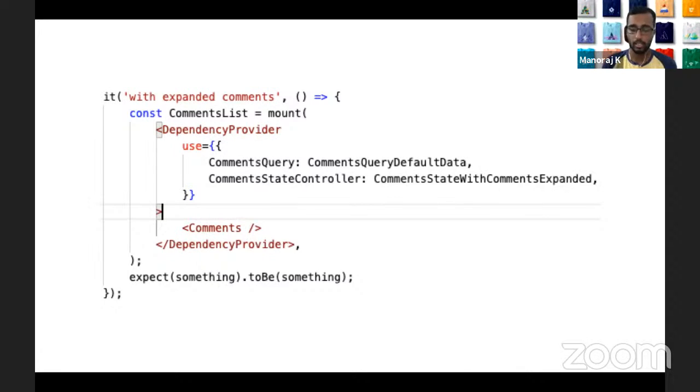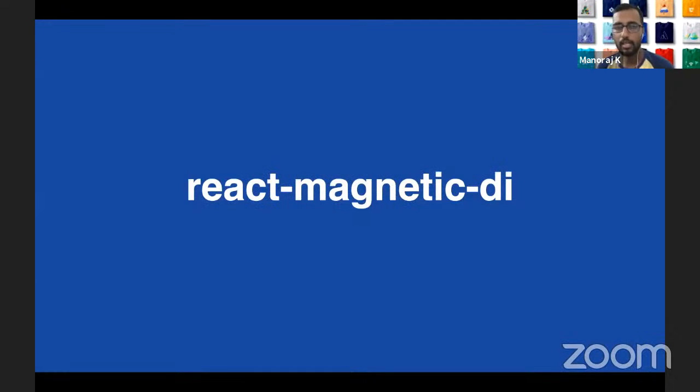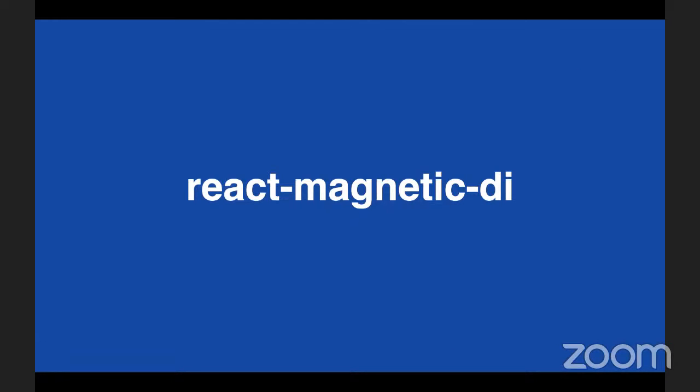So that's what the React Magnetic DI package solves for us. React Magnetic DI makes use of the React context and also a little bit of Babel magic to solve the problems which I explained so far. Hope I'm clear till now, right? Okay, yeah, it's clear.